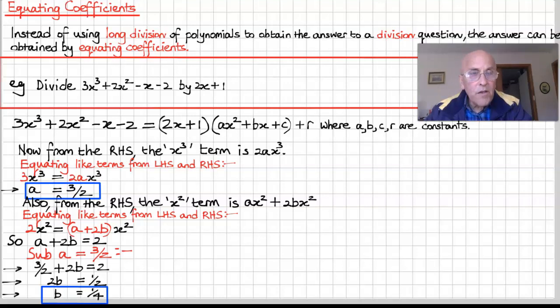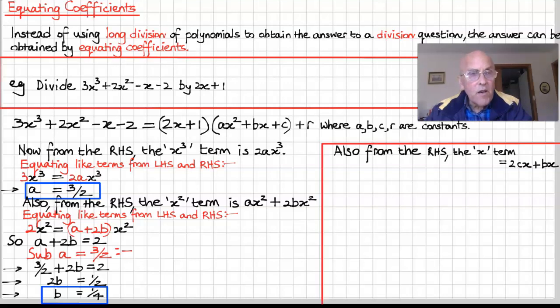Now, you might like the long division better. I really like this. I think it's a really nifty technique. But, you know, you make up your own mind, as I'm saying. Okay, now we're going to work through the x terms.